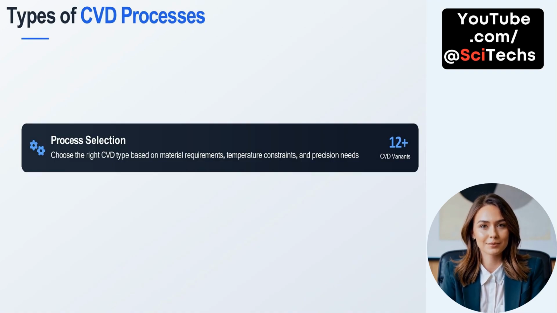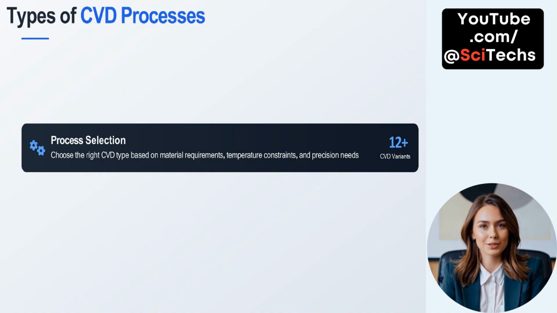Process selection. Selecting the appropriate CVD process is critical to achieving the desired material properties, film quality, and device performance. With more than 12 distinct variants of chemical vapor deposition, each option is tailored to address specific fabrication requirements. The decision depends on a combination of factors: the material system being deposited, substrate compatibility, desired film characteristics, and manufacturing constraints. For instance, high-temperature CVD methods may be ideal for robust materials, but unsuitable for temperature-sensitive substrates.